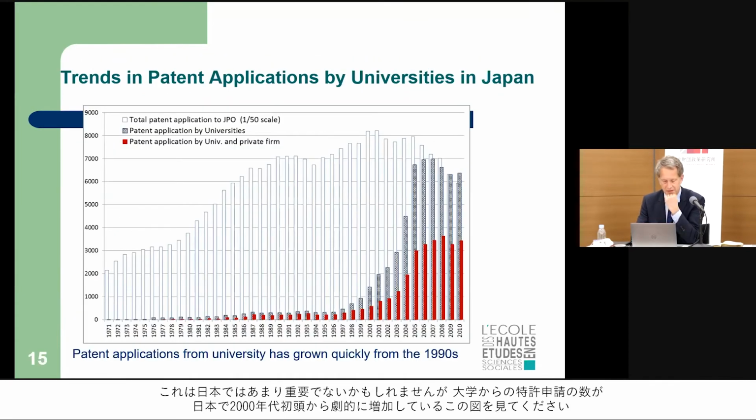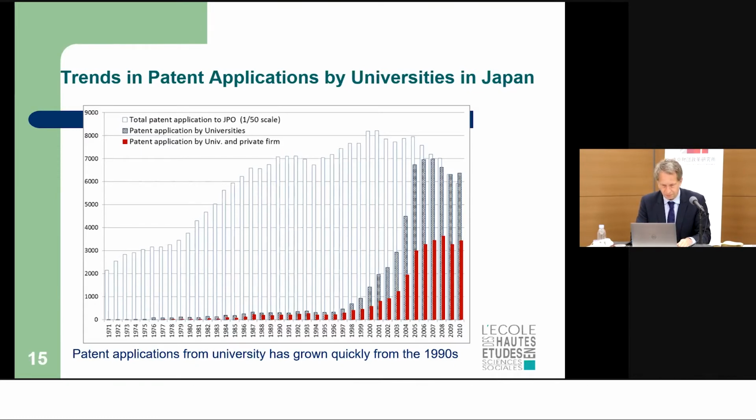If it's less important in Japan, you nonetheless see through this figure that the number of patent applications by universities in Japan has grown dramatically from the early 2000s.